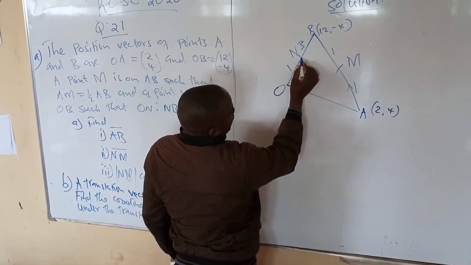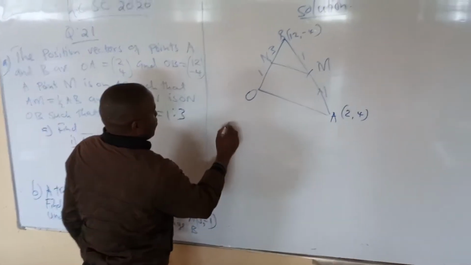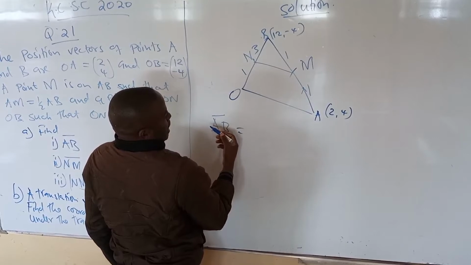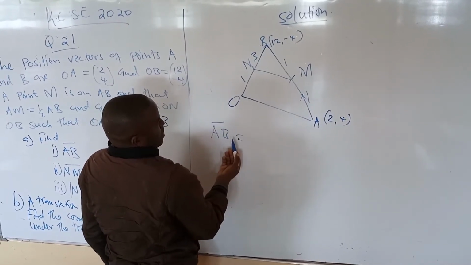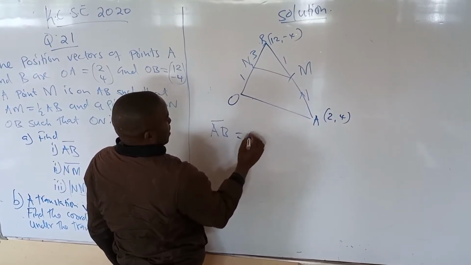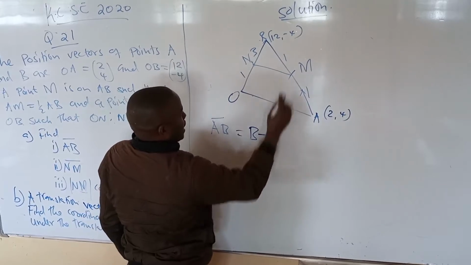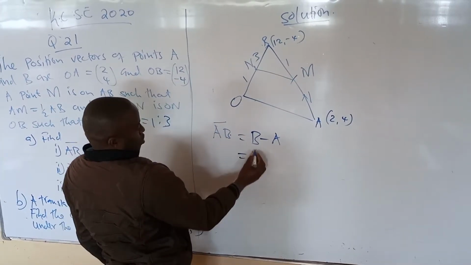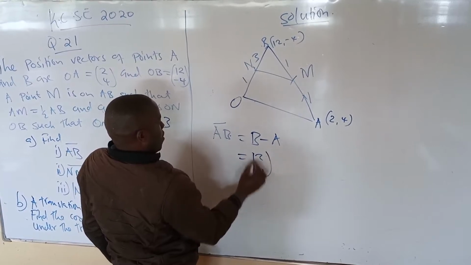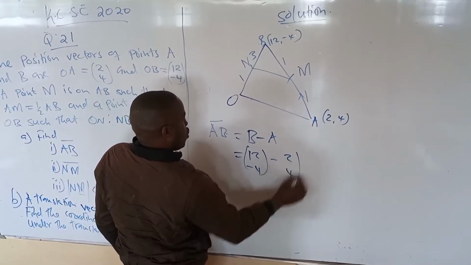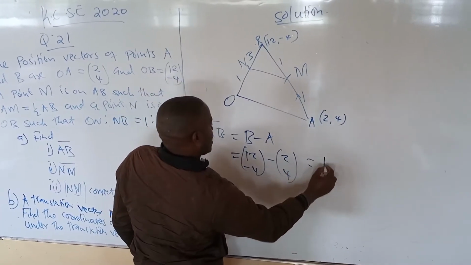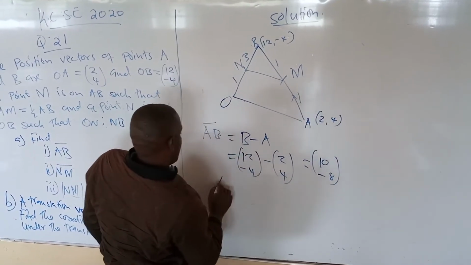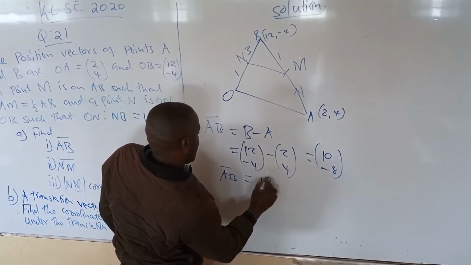So first we find AB. To find AB, because they are in coordinate form, AB is the same as AO plus OB, or in simple terms, B minus A, the vector of B minus that of A. So B is (12, -4) minus A which is (2, 4). 12 minus 2 is 10, and negative 4 minus 4 is negative 8. So our AB vector is (10, -8).